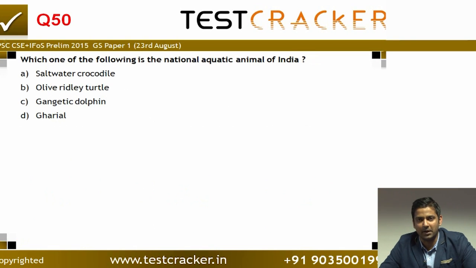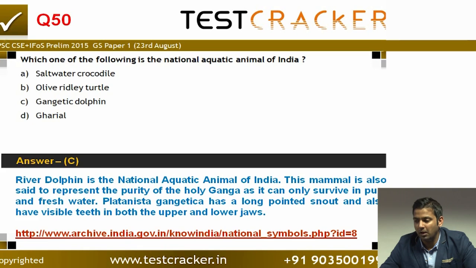National Aquatic Animal of India, again school level quiz competition kind of question. The answer is Gangetic dolphin. The reason why it is so is that this Gangetic dolphin is found in Ganga only, which is supposed to be a very pure river. So therefore, this is a very pure animal living in a very pure river, which is why it has been made the national aquatic animal of India. And we understand the river is not so pure, even though hopefully the animal continues to be pure.